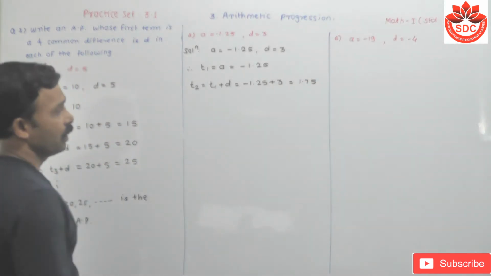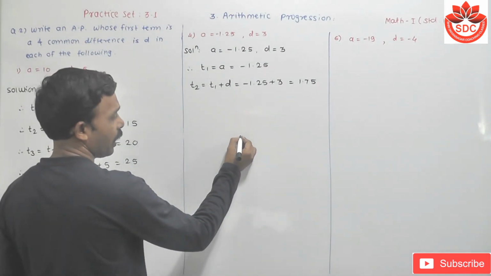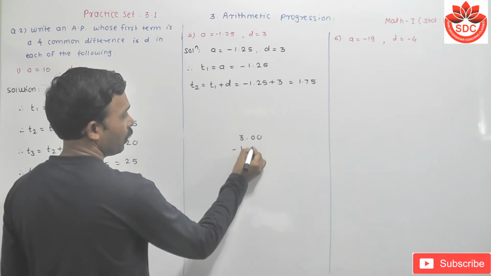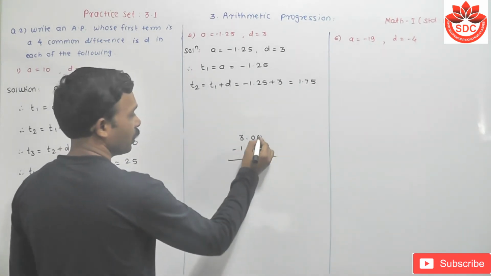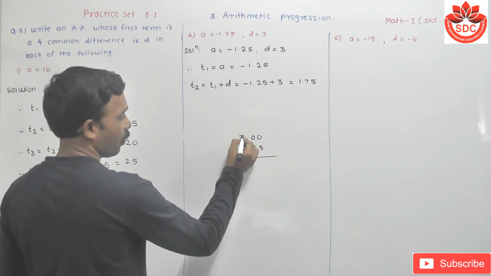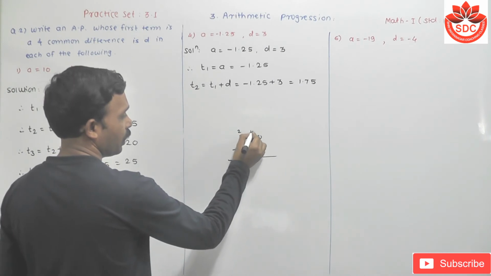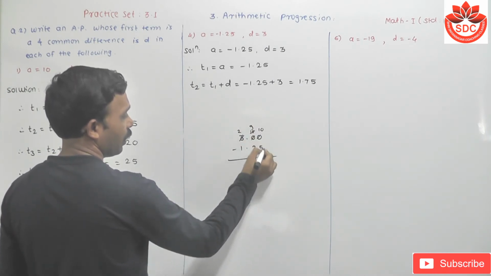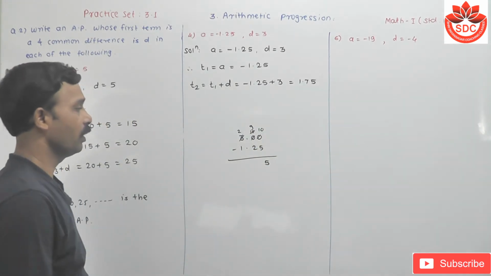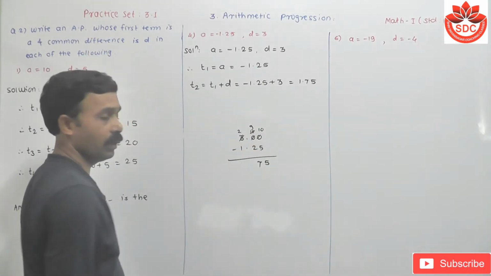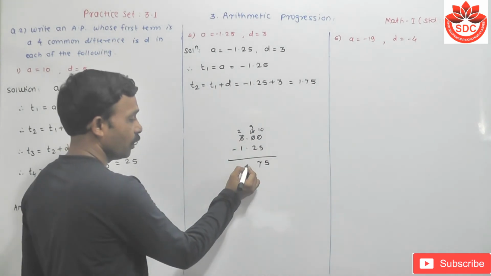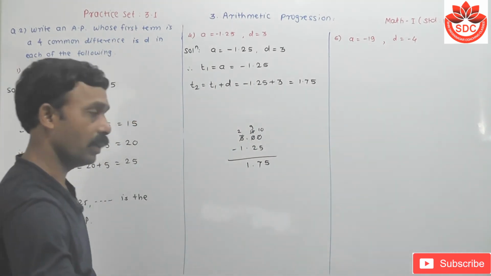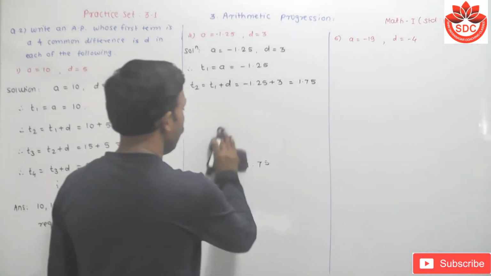Now I will just show how to subtract it. 3.00 minus 1.25. Then in the subtraction, we take common, remaining is 2, meaning 10. Here also we take 10. 10 minus 5 becomes 5. 9 minus 2 becomes 7. Then 2 minus 1 becomes 1, meaning 1.75. Okay, then we take the next one.